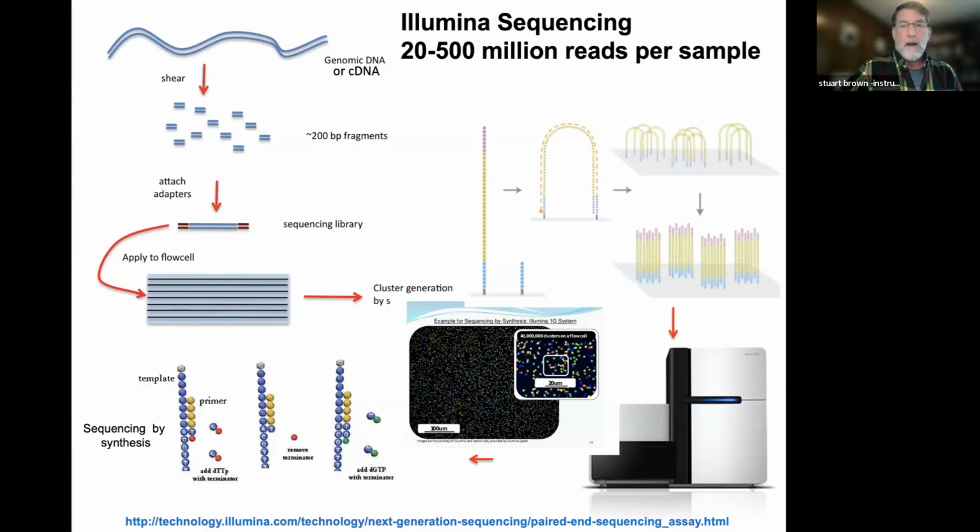So a property of Illumina sequencing is that you get the same number of bases for every fragment that you're sequencing. So the sequence reads are all the same length.